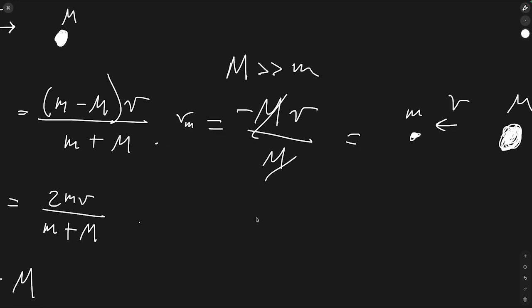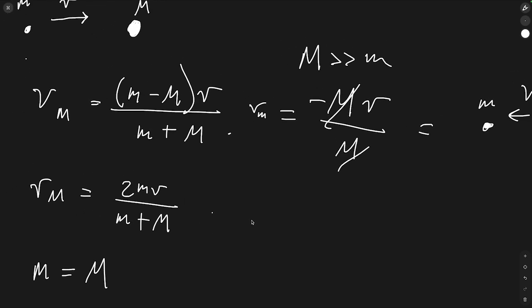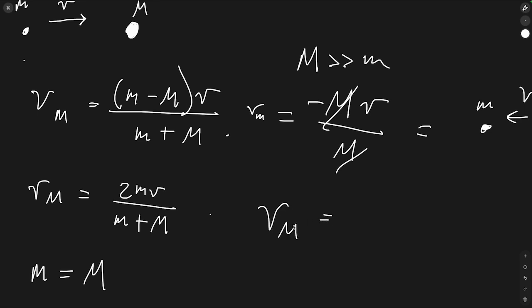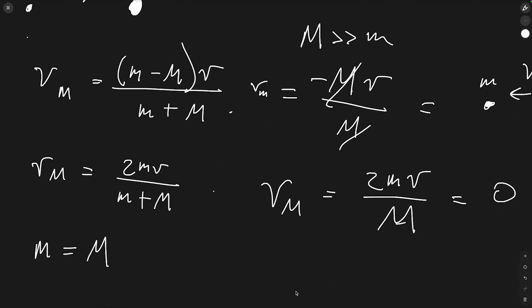Okay. What happens to the velocity of big M? Well, look, this again is basically 0. So we have 2mv, but remember, this is so small and this is so large that this is basically going to be 0, right? Because this is going to go to infinity and this is going to go to 0. So this is basically 0. So it won't really move.